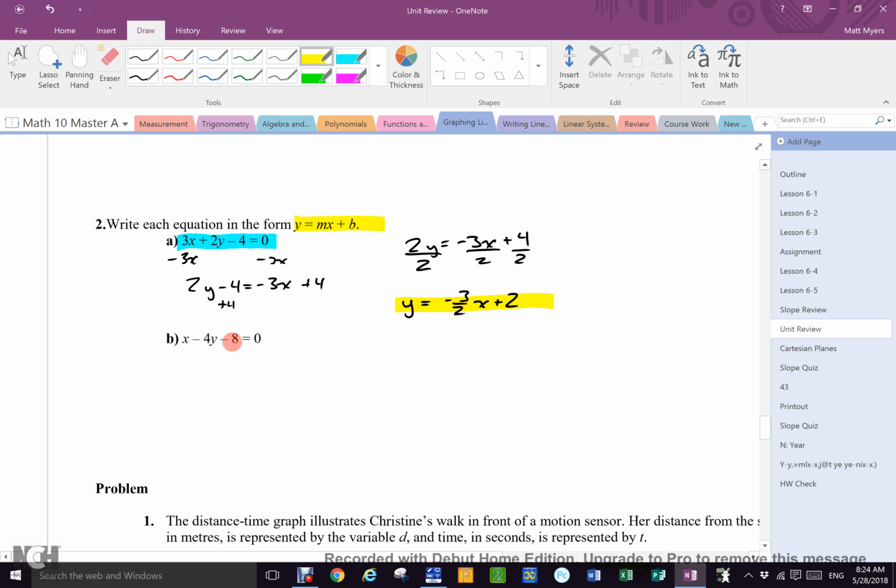Then you're going to do the same thing down here. You're going to start with y. Is y isolated or positive? I'll put the little purple circle over it to help you see it. Y right there. Is it isolated?